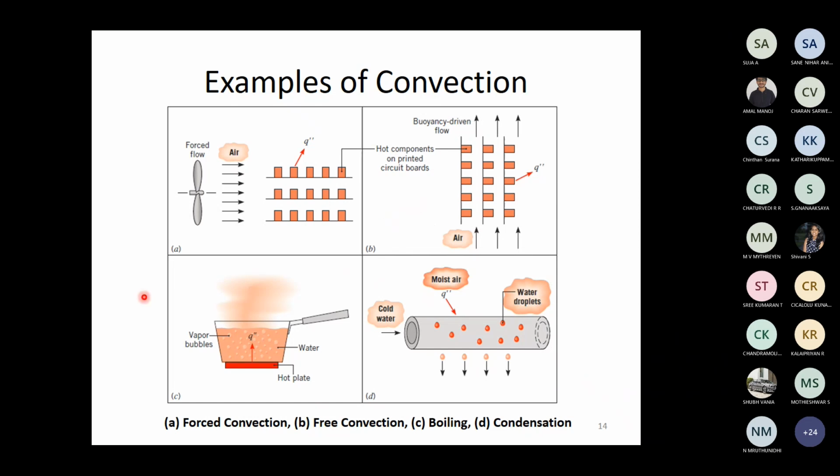Another example of convection is boiling. You can see here there is a pool boiling taking place. Pool boiling is where we take a fixed quantity of liquid, put it in a vessel and subject it to heating. After some time it will start boiling. That is called pool boiling, as against convective boiling or flow boiling, where the fluid is continuously flowing and still undergoes boiling. This example is that of pool boiling.